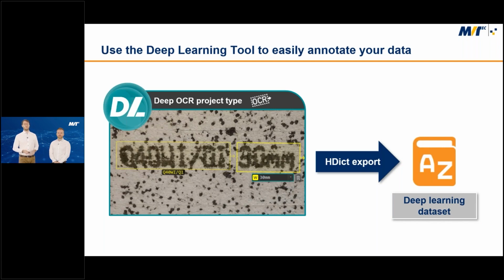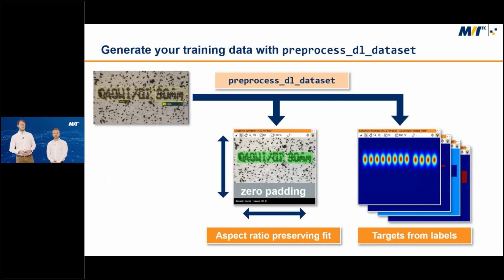And then in the new deep learning tool, we have an export button, easily localizable, and then you just export your deep learning dataset and can use it then within HALCON for the training. Now an important part is the pre-processing of this dataset, because there are 2 things that we want to mention.